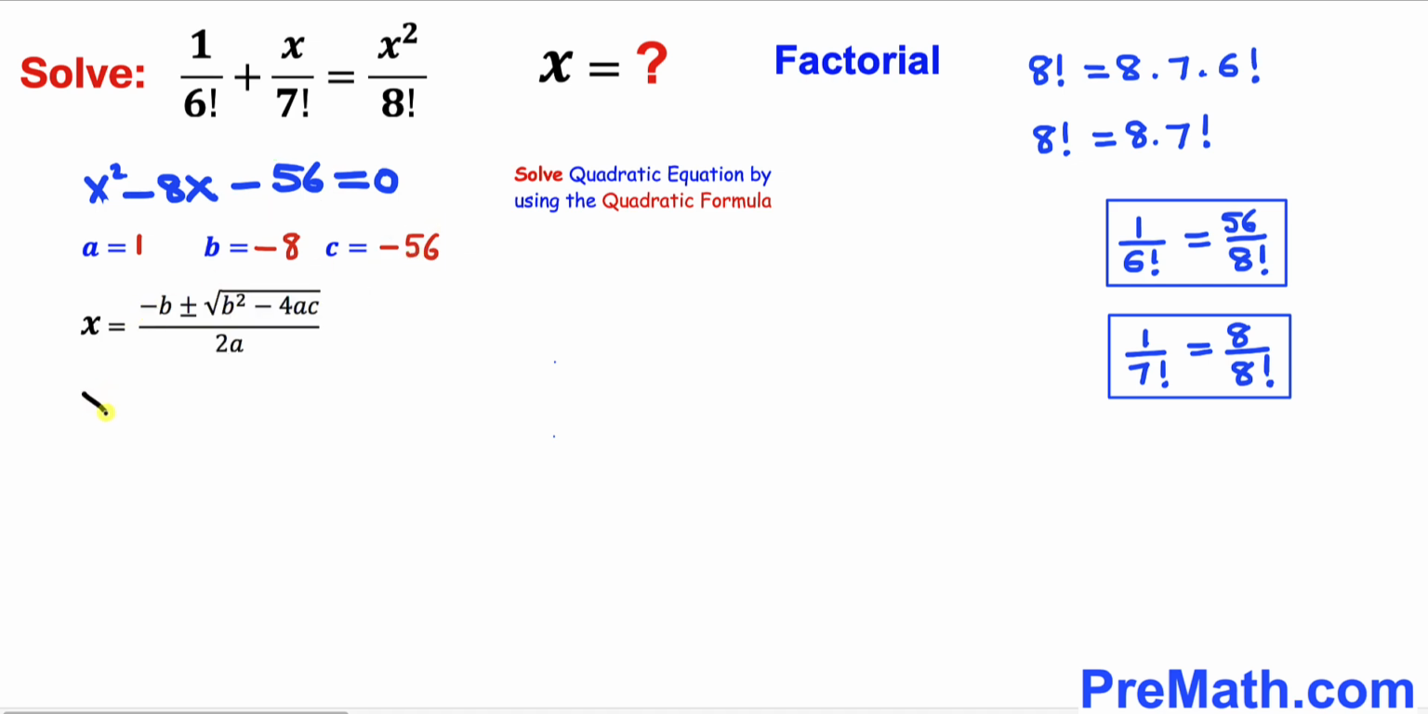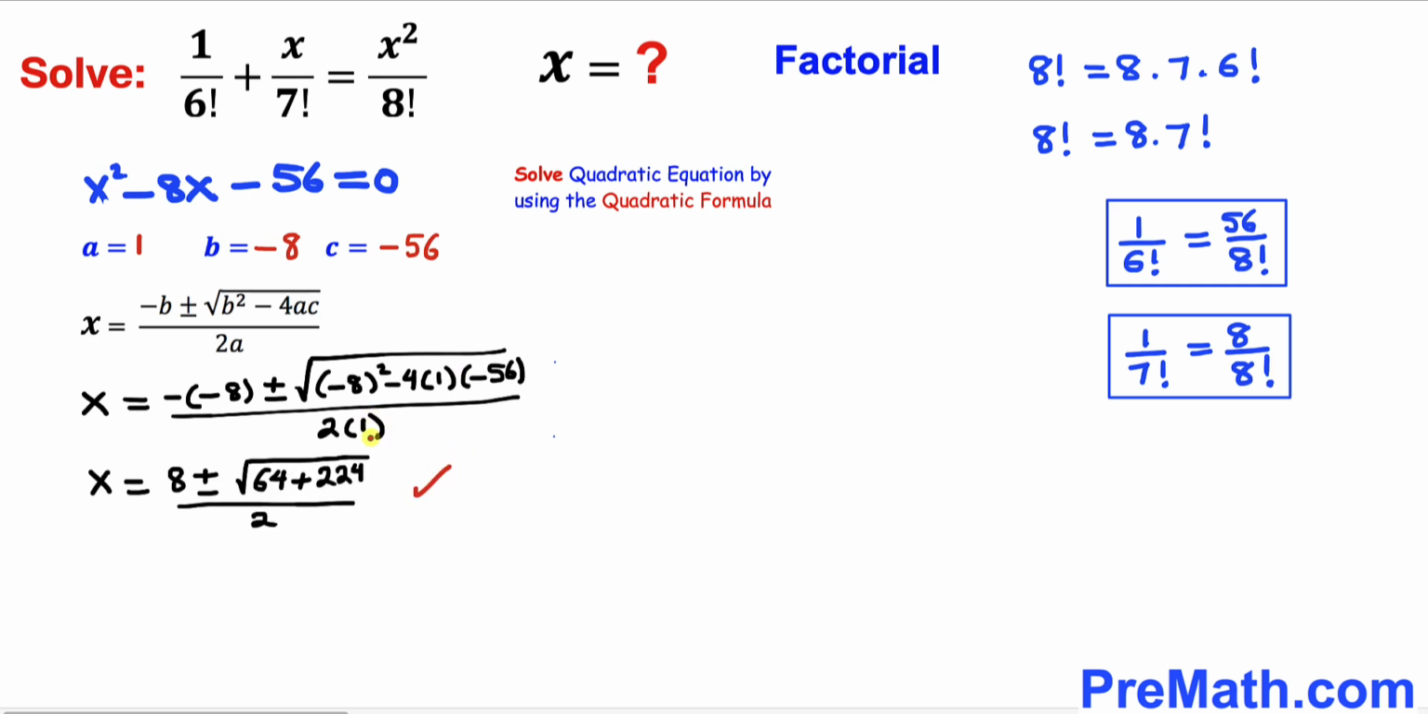So we got x equal to minus, and b is -8, plus or minus the square root of b square is going to be -8 square minus 4 times a is 1 and c is -56, all over 2 times a is 1.